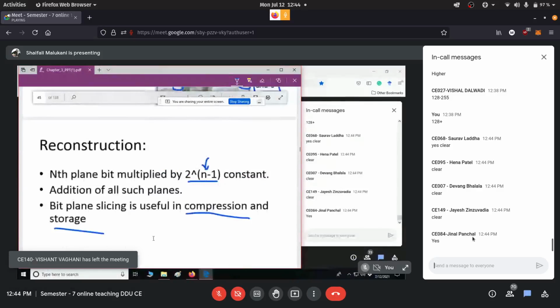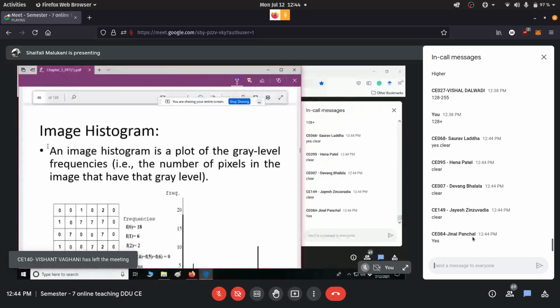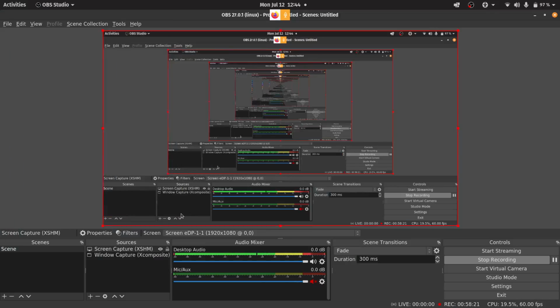Definitely in the laboratory session we will discuss it. So the next lecture onwards we'll go with the image histogram. Okay. So fine, that's good. So we will meet with the next topic in the next lecture.